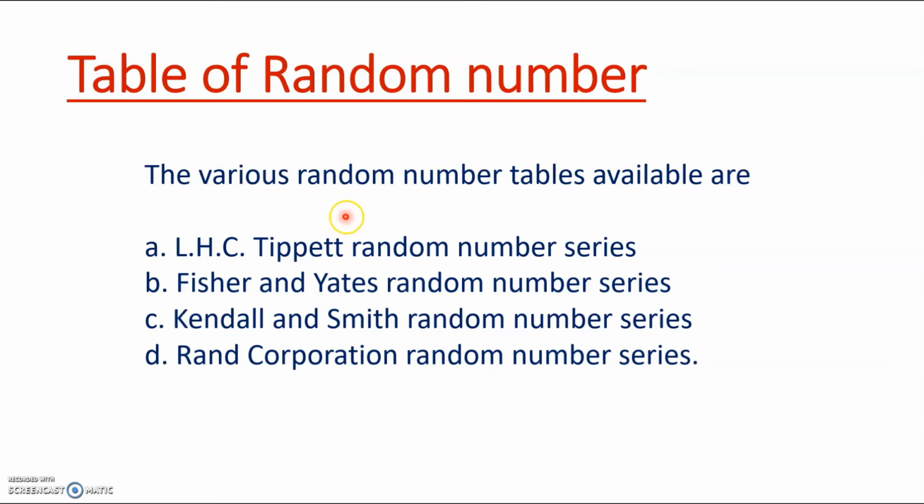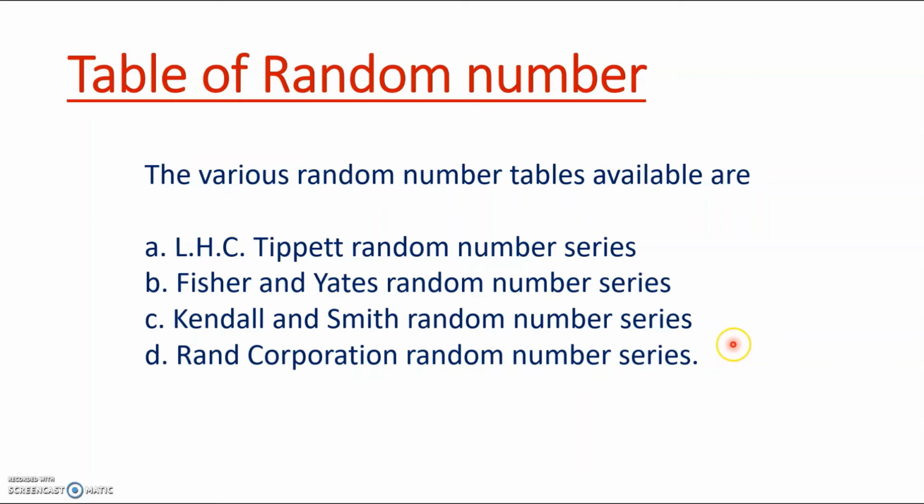All right. The other technique of simple random sampling is the table of random numbers. There are tables of random numbers that have already been generated and are ready for your use. We will look at 4 such random number tables here. Actually, we will just see Tippett's method, but I'm just mentioning the others to you. So there is LHC, Tippett random number series, which is available. Then you have Fisher and Yates random number series, Kendall and Smith random number series, and Rand Corporation random number series. These are random number series which have already been generated and they exist.